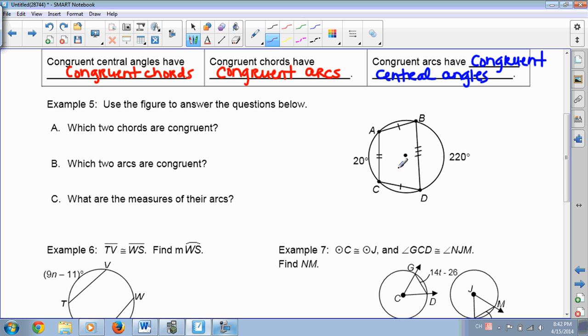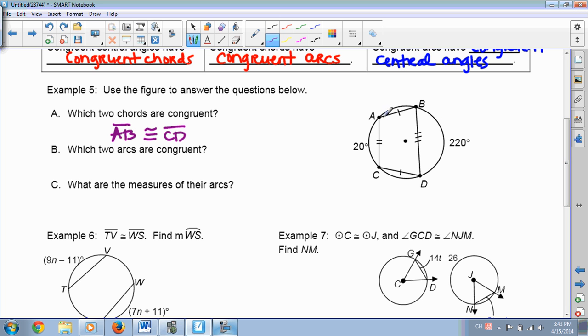Use the figure to the right over here to answer the questions below. A, which two chords are congruent? So we're looking for the markings that are the same. This has 2, this has 3, this has 1, this has 1. So these two have the same amount of tick marks. So chord AB, which is just a line segment, is congruent to chord CD, or line segment CD.